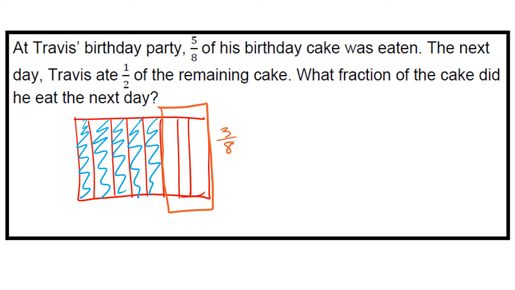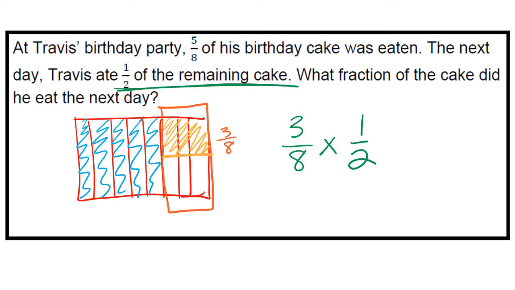If he was going to eat half of that, what you would do is, I'm going to cut those pieces in half. And I have that part remaining. What I would do is I would take 3/8, and then you're going to be multiplying it by 1/2. Half of the remaining cake. And so what I would do is I would then multiply across to get your answer of what fraction of the cake did he eat the next day.